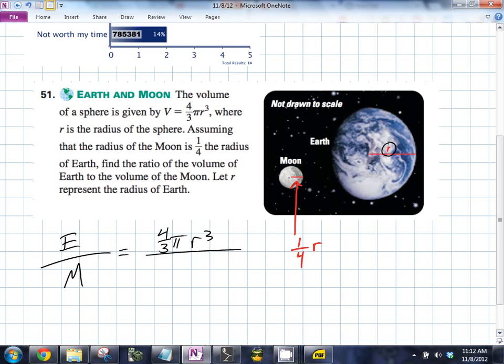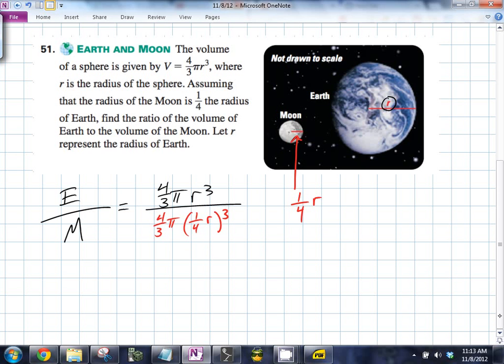4/3 pi times 1/4 r to the what power? R to the third power. This is what they want you to simplify right here. First of all, what cancels? What's the immediate thing that cancels? 4/3 cancels, yeah, thank you. 4/3 cancels. What else cancels? So don't try to do it all at once. Let's just clean up a little bit.